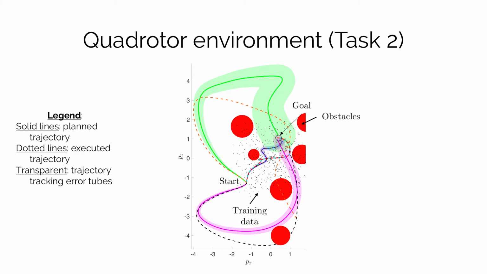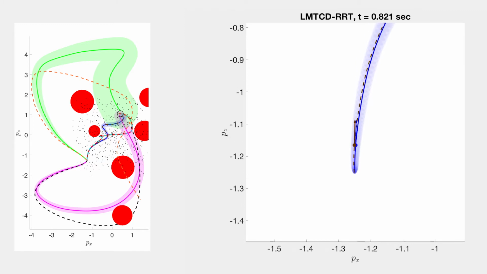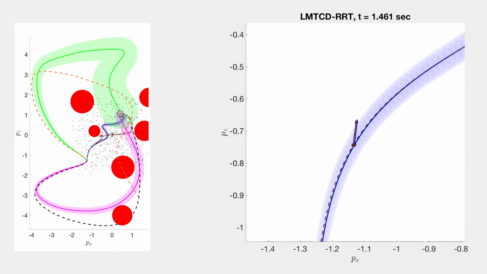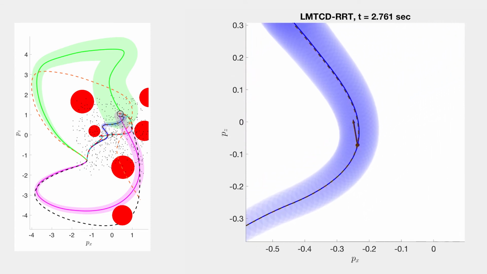Here's another set of results on the quadrotor system for a different start and goal pair. Like before, our method finds a trajectory which can be tightly tracked in execution, and the executed trajectory again stays far from the boundary of the tracking error tube.